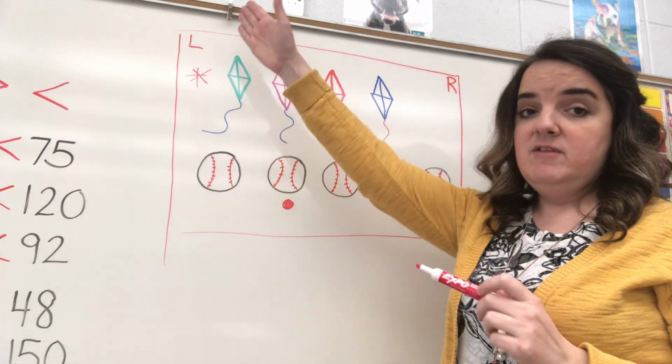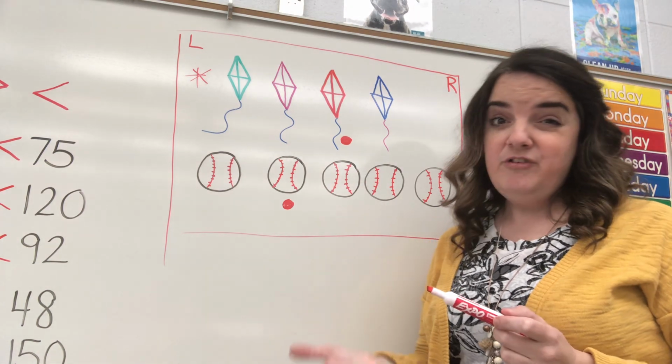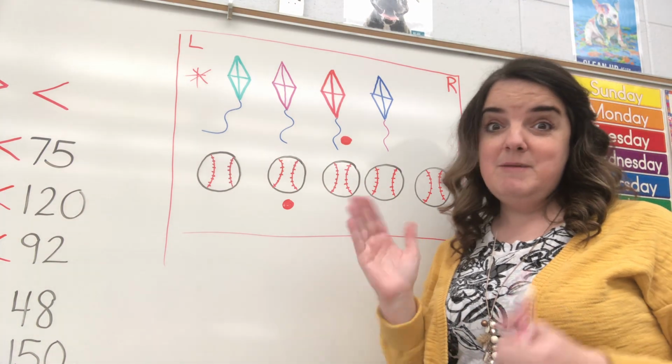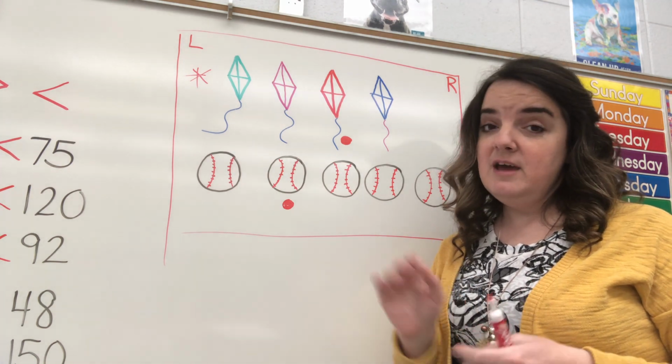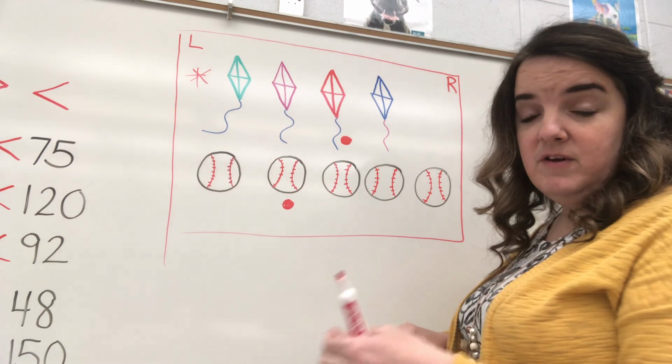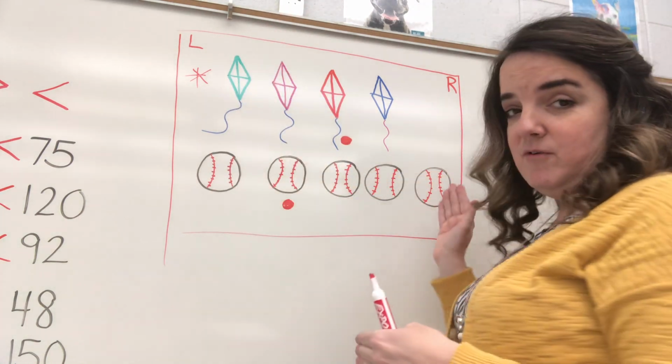So remember, we have the left side and the right side. Miss Williams always used to get confused when I was younger about my left side and right side too. So if you're still confused, it's okay. Just keep practicing to figure out your left side and your right side. We have left and we have right.